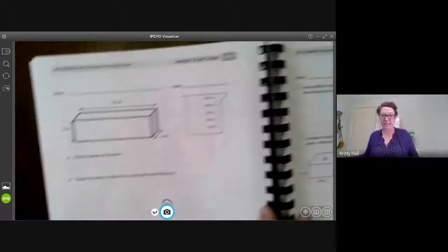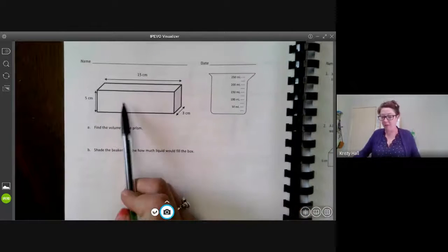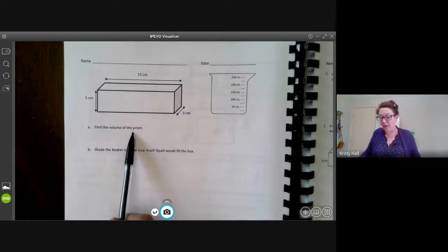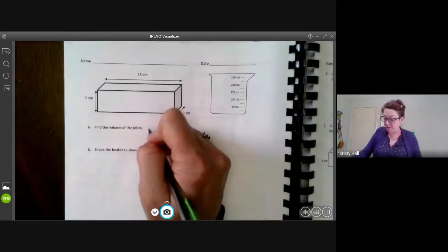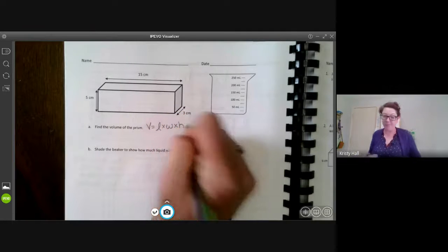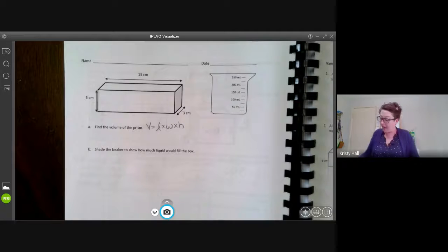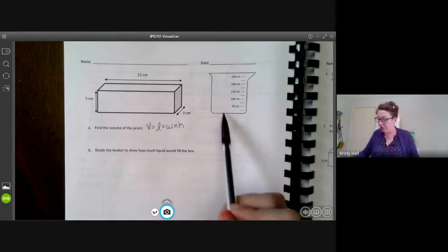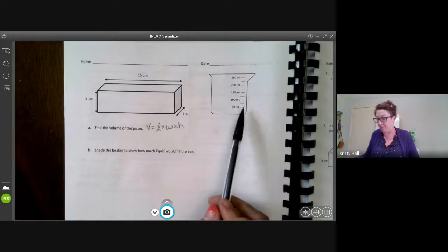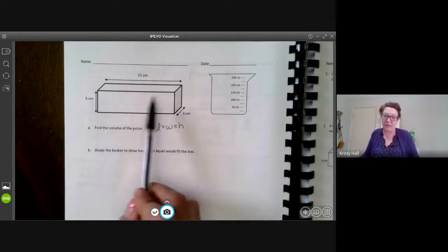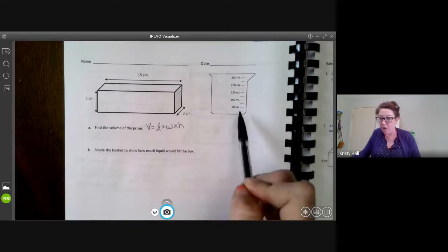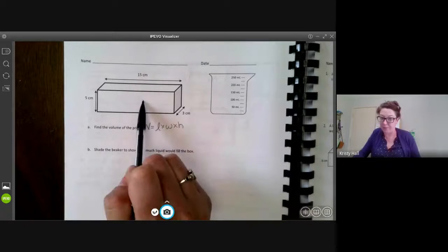Okay, here's your job on your exit ticket today. You have a figure and you have a beaker, okay? The first thing you need to do is find the volume of the prism. So you're going to do volume equals length times width times height. You're going to multiply. And then you're going to shade in this beaker to show how much liquid from here would go into the beaker. So once you have your cubic centimeters, you're basically just going to shade this in to show how much water would fit in here. Okay?